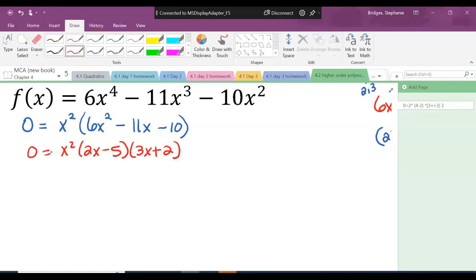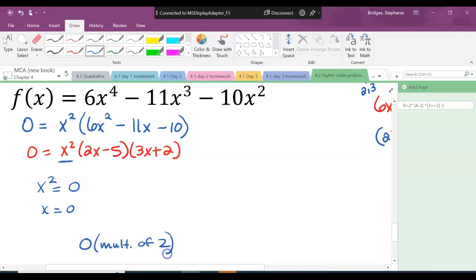Keep in mind we're supposed to have 4 solutions. Exponents tell us about multiplicity, right? We have exponents here. I'm going to start with my x squared. That means I'm going to get what answer twice? Yeah. So when I write it, it's going to be 0 with a multiplicity of 2.